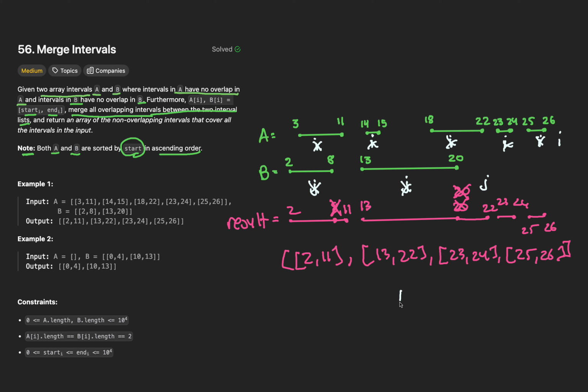Alright, the time complexity has been improved from the sorting brute force to big O of A plus B. Our space complexity is big O1, unless of course you count our result as auxiliary space. Okay, we're now ready to code this solution.